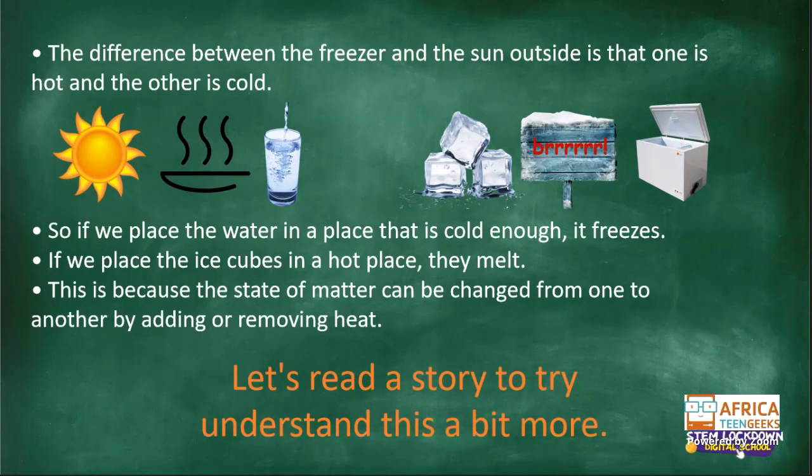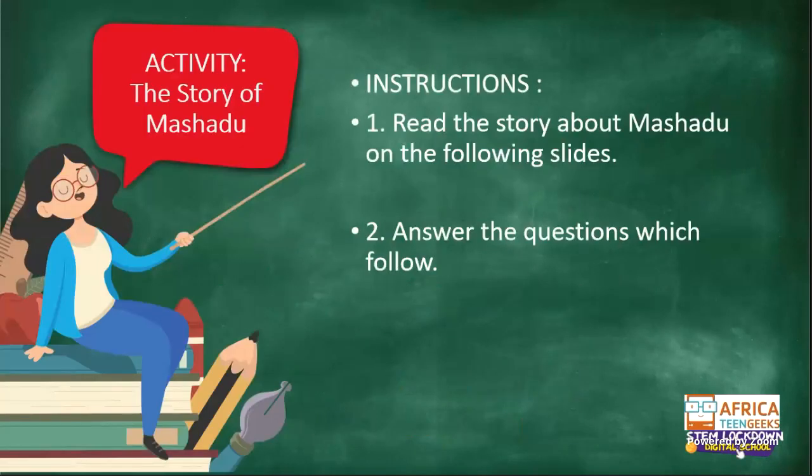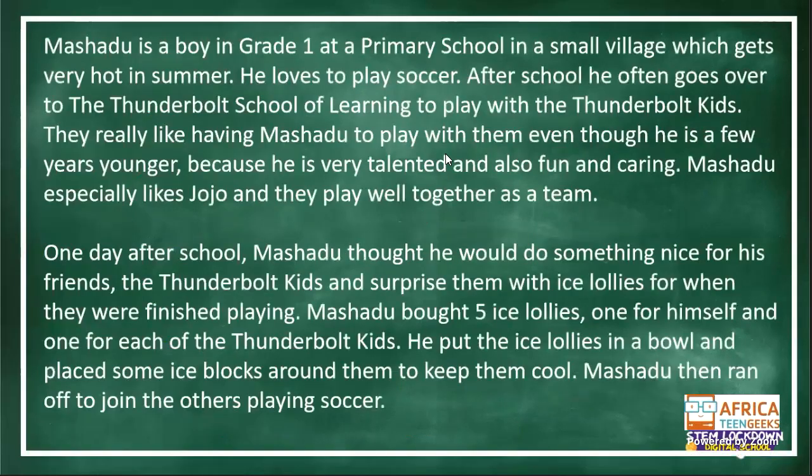Now we are going to read a story, and it's from the Thunderbolt book, Social Sciences, Grade 4, to understand a bit more. We are going to read the story about Mashadu on the following slides, and then you are going to answer some of the questions that follow. So I will read it to you, and you can listen.